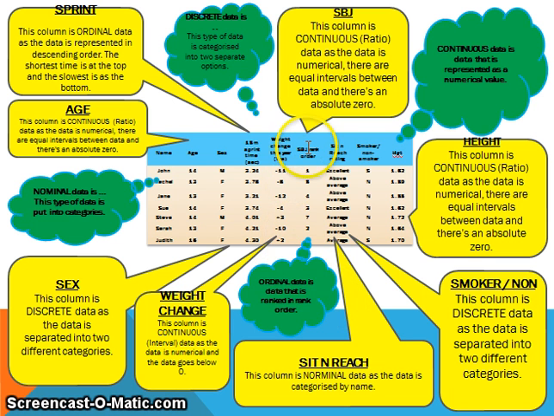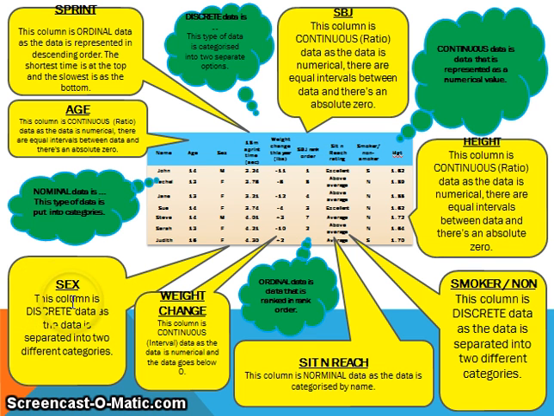Ordinal data, which is the data in the standing broad jump, which is the actual numbers, is data that can be ranked in an order, so it's highest to lowest in that case. Weight change column. This column is continuous interval data, as the data is numerical and the data goes below zero, so it goes into minus numbers, which means it's interval data.